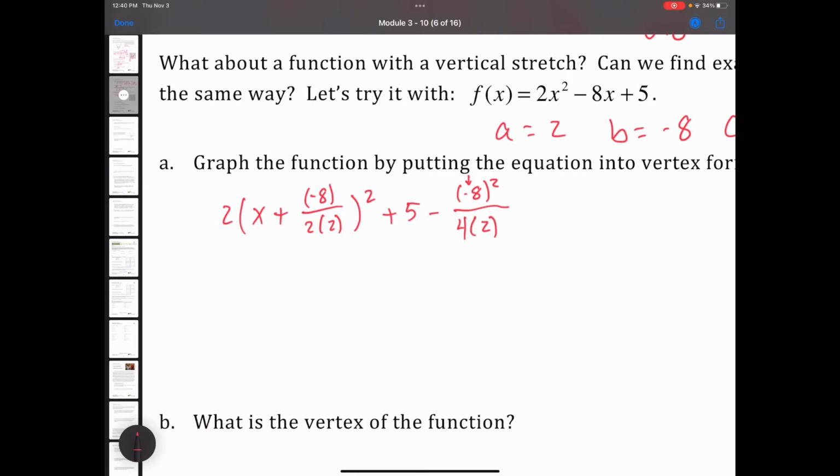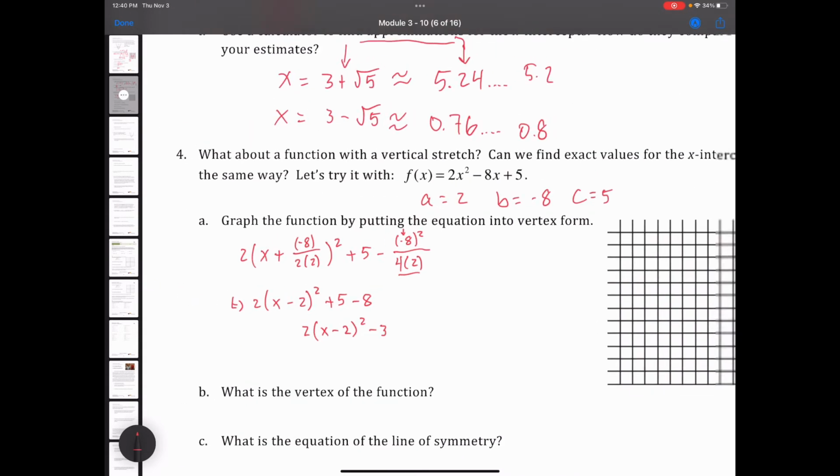So I've got 2 out front still, times x, and then -8 divided by 4 is just -2. So it's x minus 2, quantity squared, plus 5, and then -8 squared is 64, all divided by 8. Well, -8 squared is positive 64, right? Divided by 8 on the bottom is just 8. So the vertex form, simplified, is going to be 2 times x minus 2 quantity squared minus 3.